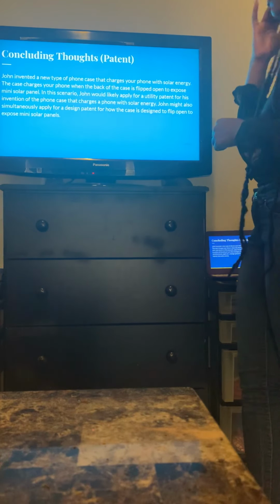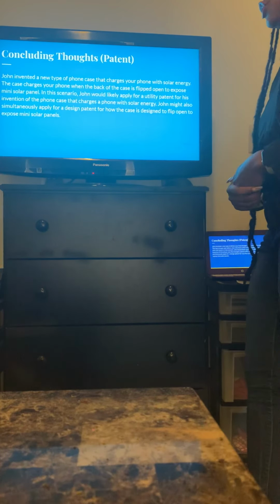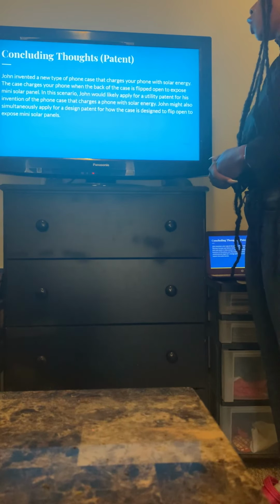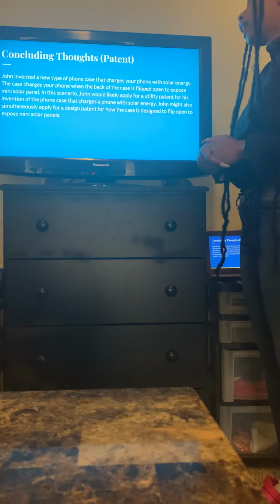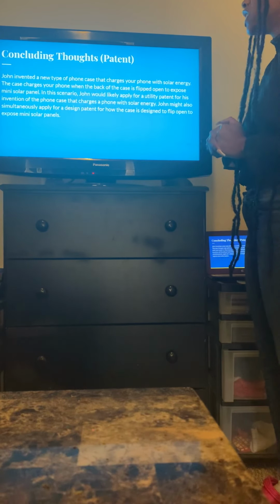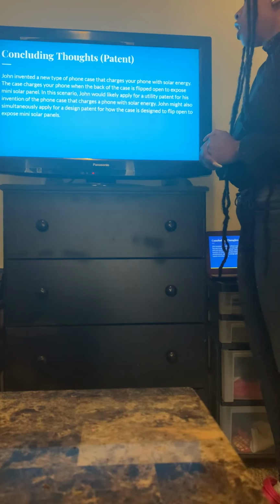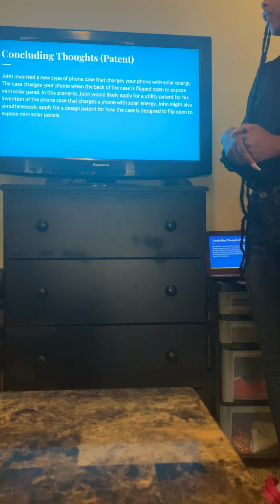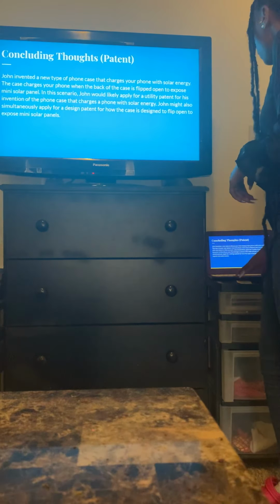So for a patent, John invented a new type of phone case that charges your phone with solar energy. This case charges your phone when the back of the case is flipped open to expose mini solar panels. In this scenario, John would likely apply for a utility patent for his invention of the phone case that charges a phone with solar energy. John might also simultaneously apply for a design patent for how the case is designed to flip open to expose mini solar panels.